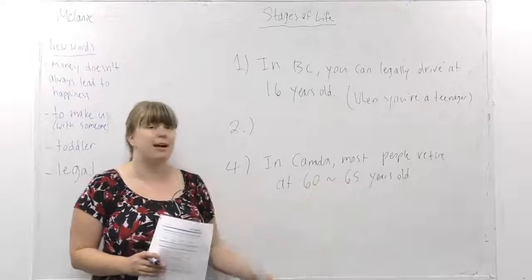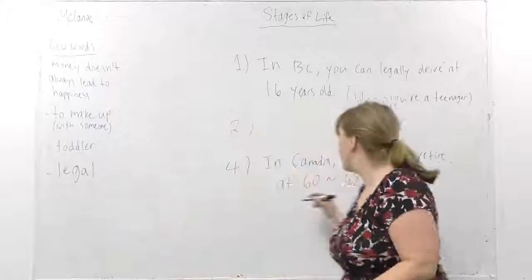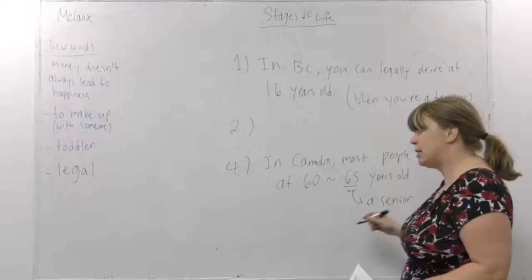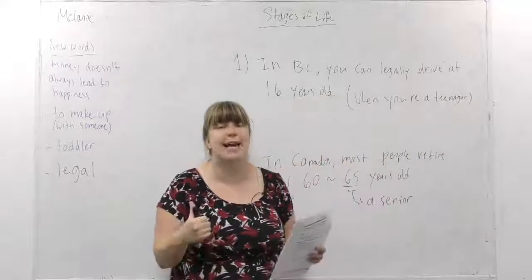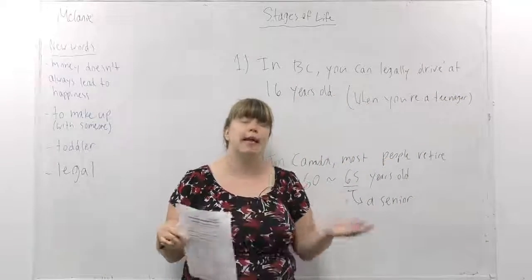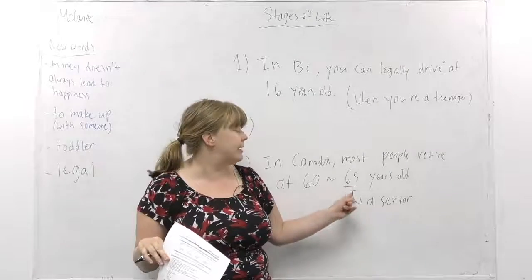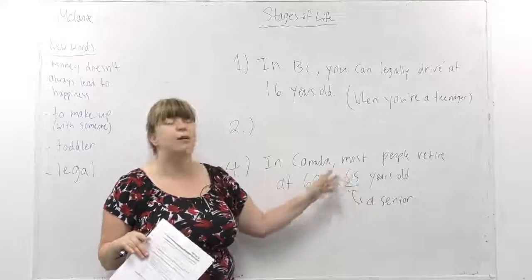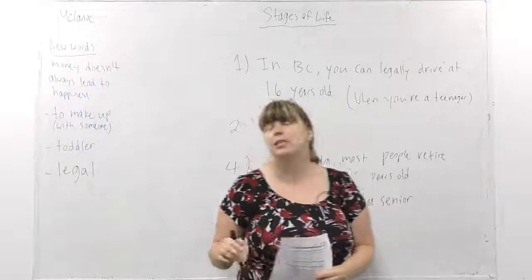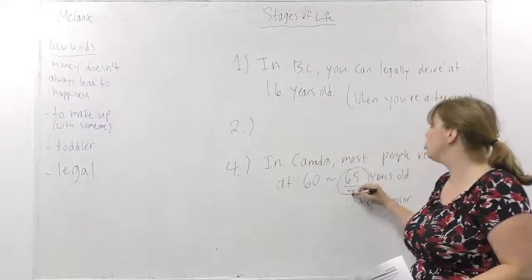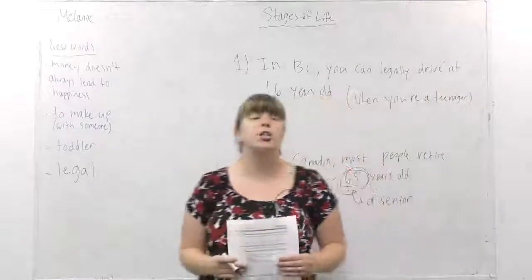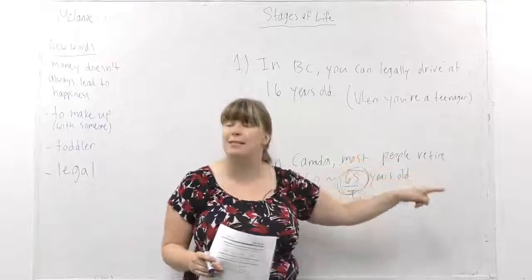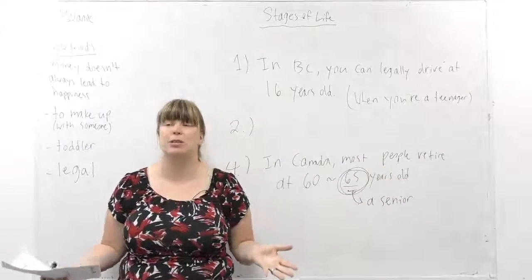When you become 65, you are what is called a senior. So being a senior can be great because you can get discounts at the store, discounts on public transit. Things get cheaper, which is awesome. So 65, when you become a senior, this is the most common time to retire in Canada. Some people retire earlier though. Some people retire in their 70s. It completely depends on the person.